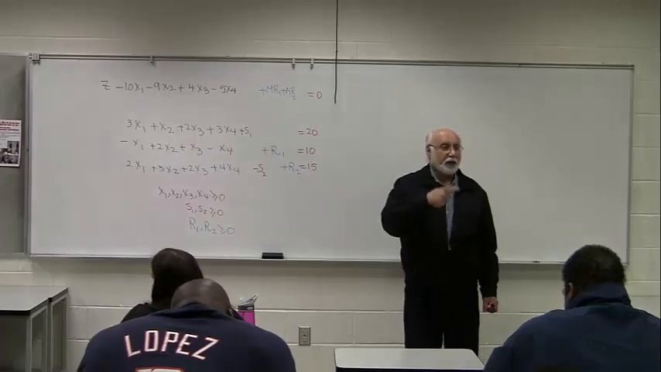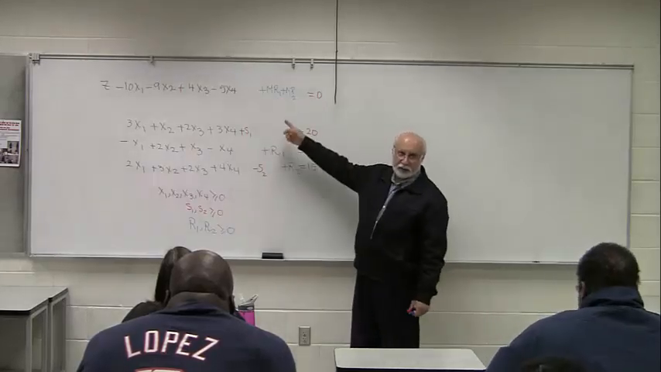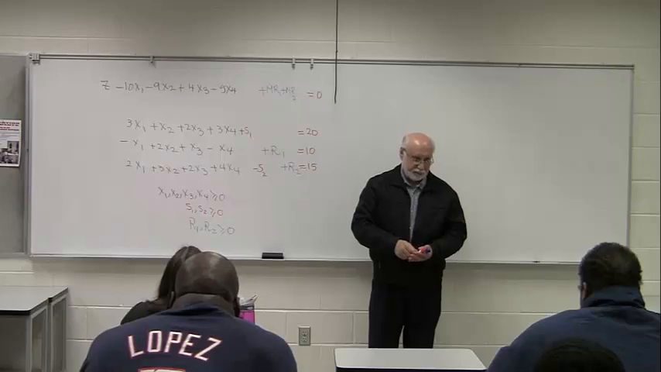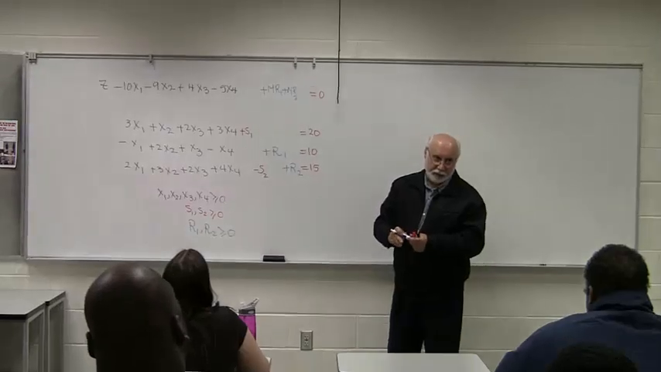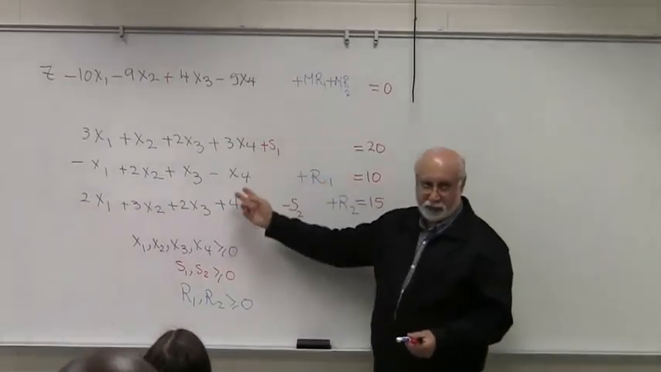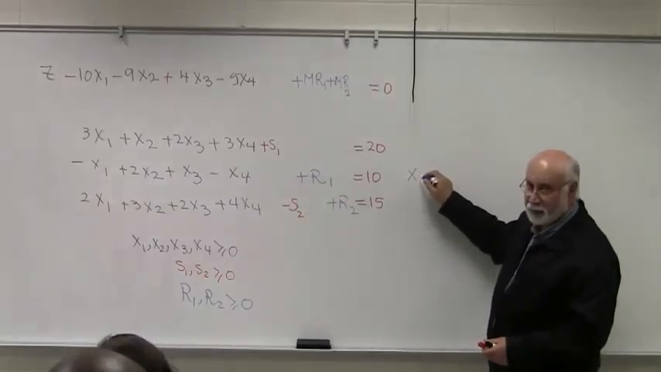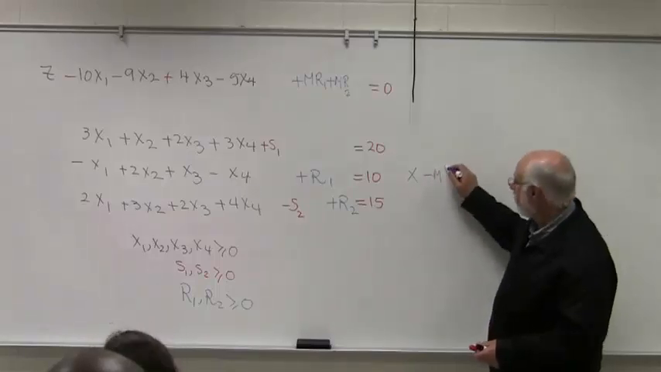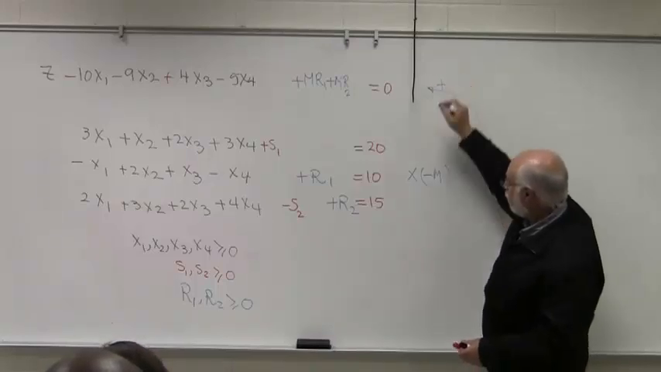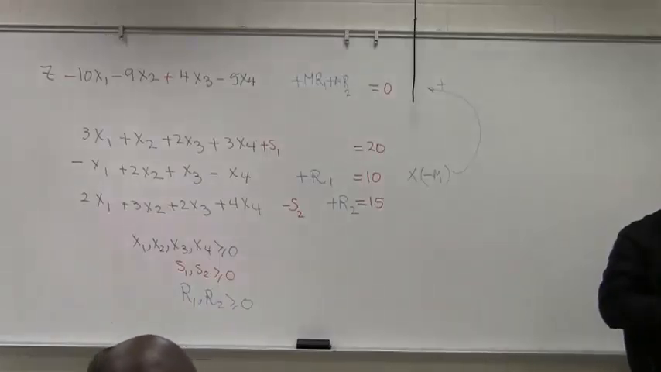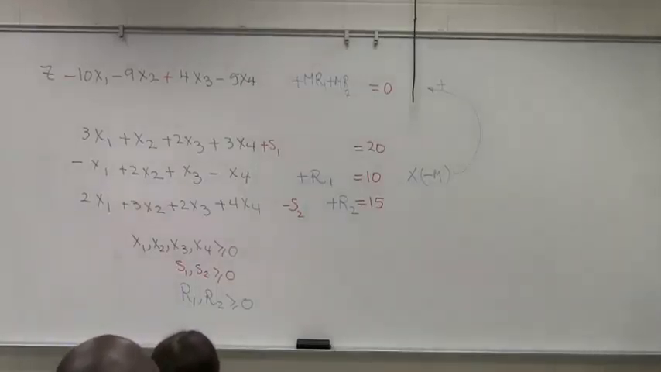So we will get rid of this. How do I get rid of MR1 in there? I will look in here to see where R1 is. I'm going to multiply that by minus M and add it here. Would that help me get rid of MR1 up there? Yes.